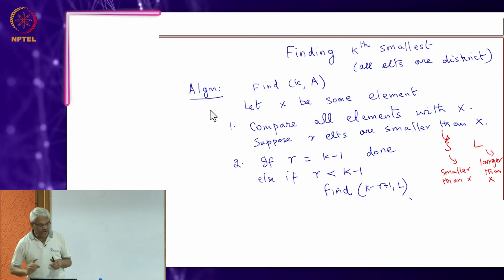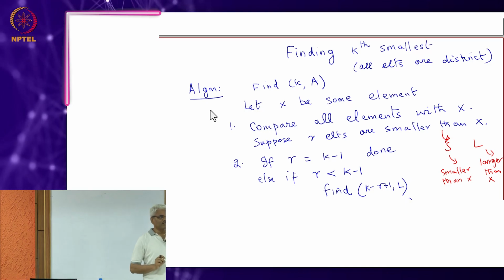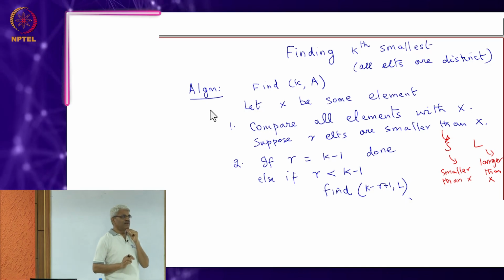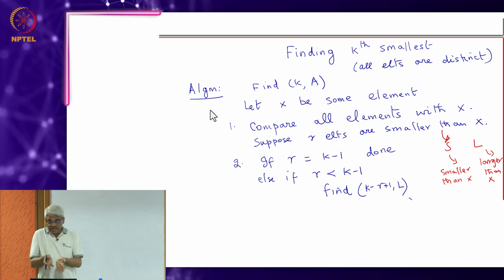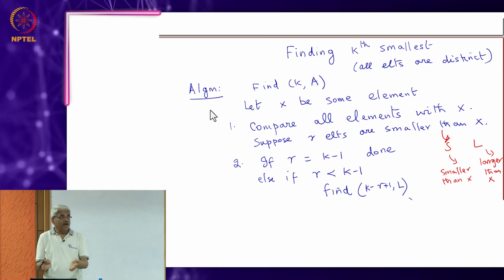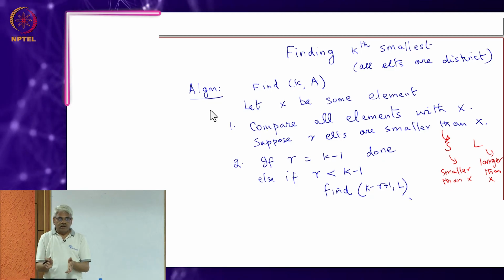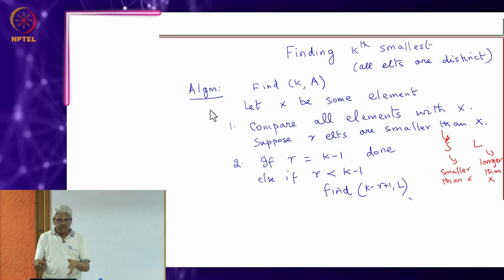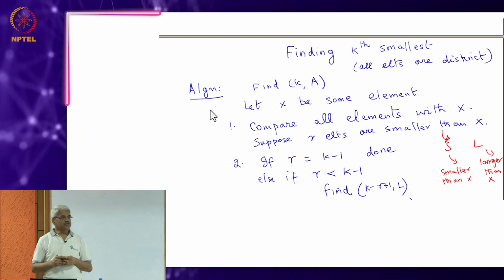I picked some element. Now what do I do now? What is the way to randomize this? So this is a deterministic algorithm, because the algorithm had no randomness whatsoever, right? So if I want to modify the algorithm to be a randomized algorithm, what do you think I should do?